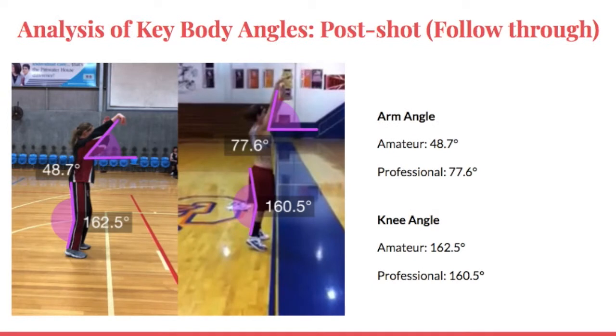After the ball has been released, the shooting arm should remain almost completely straight in the air, 85 to 90 degrees. This allows the ball to retain its arc. The professional shot is slightly smaller than recommended, but the amateur's arm is much too acute. This would greatly affect their arc on the ball. The knee should also be slightly bent during follow-through, which professional and amateur have both done.